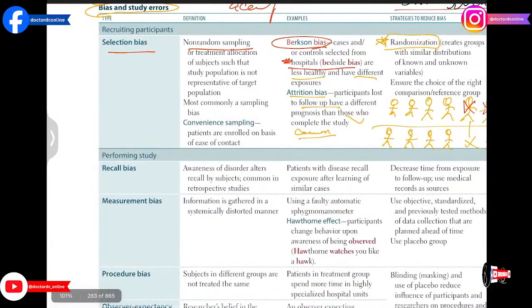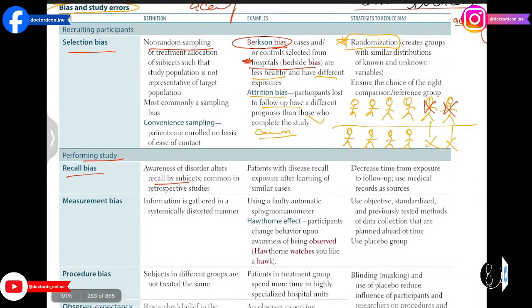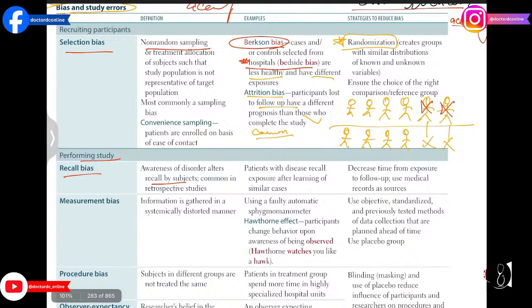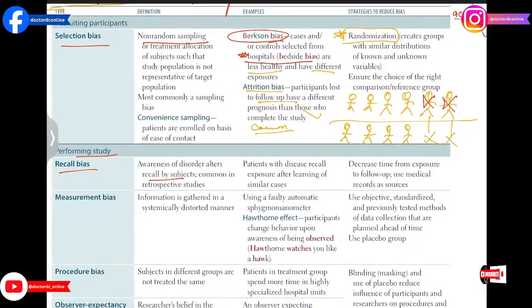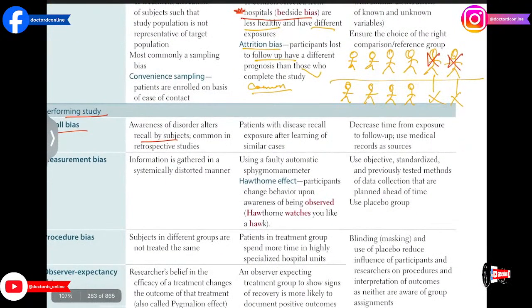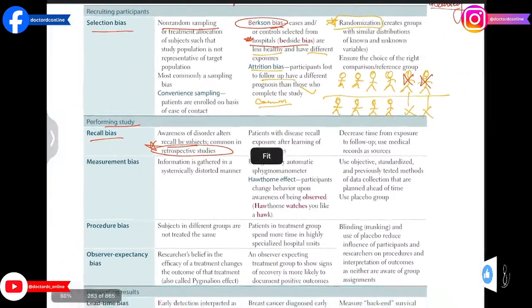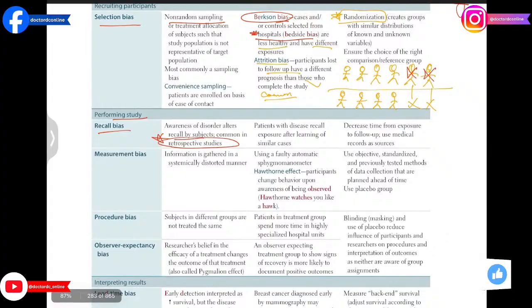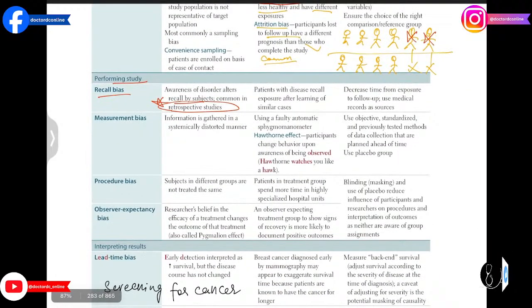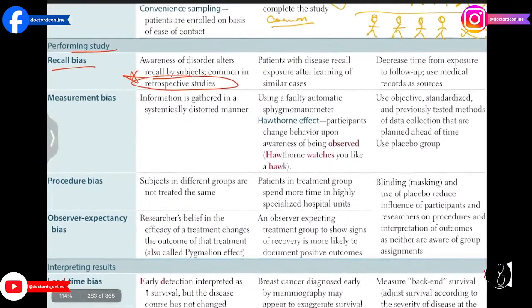All right, so now let's talk about biases that occur while running the study. Recall bias is when the knowledge that a disorder is present affects the recall by subjects. For example, if patients are asked about past behaviors like smoking, especially during pregnancy, they may not remember or report them accurately. Hence, recall bias is common in retrospective studies. Sometimes, if you catch the population of interest close to the event, you can actually decrease recall bias. And that makes sense. Your ability to recall would be better closer to the event than further away.